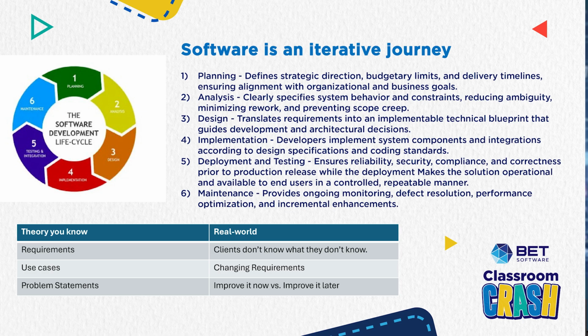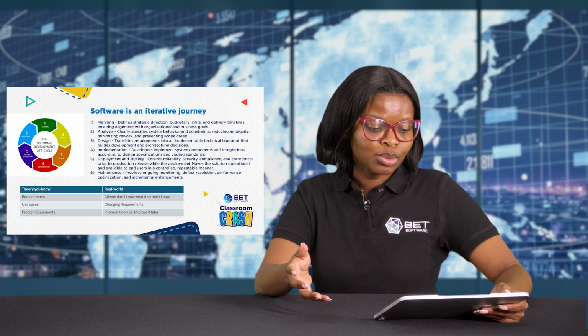Implementation allows us to integrate our applications from the front end to the back end, internally as well as externally. And then deployment and testing allows us to take our code and make sure that it reaches our end users. And one of the other most important steps is maintenance, which allows us to monitor and set up alerting for our applications.